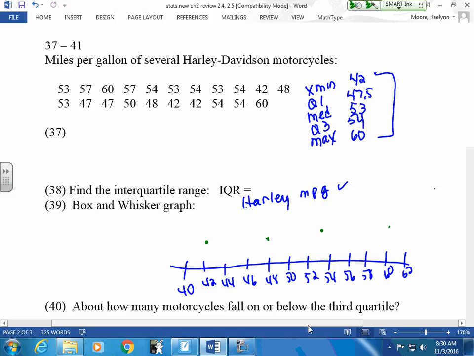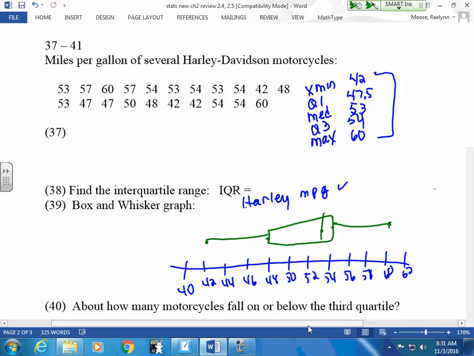My quartile 3 is a 54. Look at how close those are. And look at my max. The middle 3 is your box. And these guys are your whiskers. They're separated into quartiles. Each one represents 25% of your data.